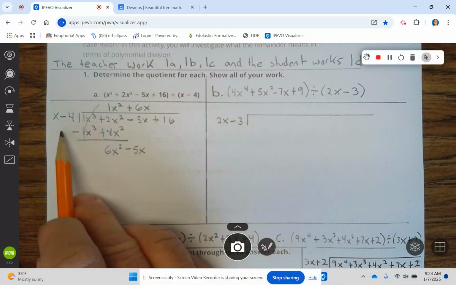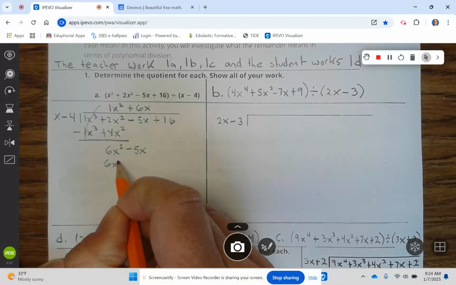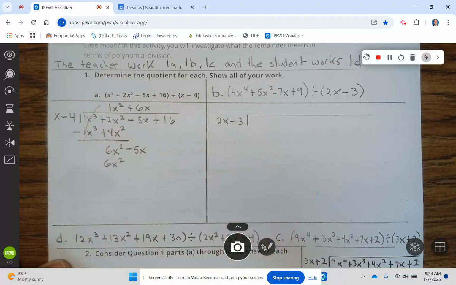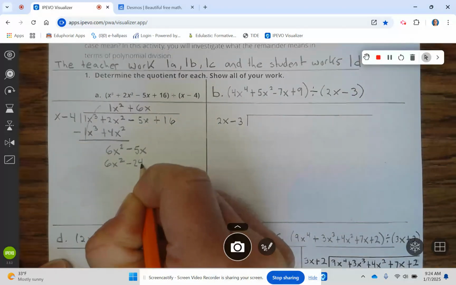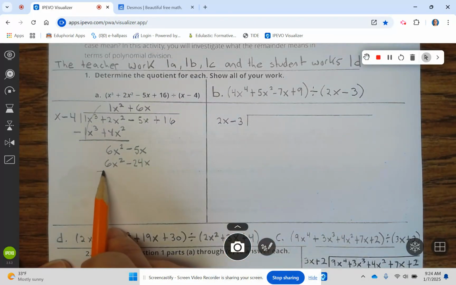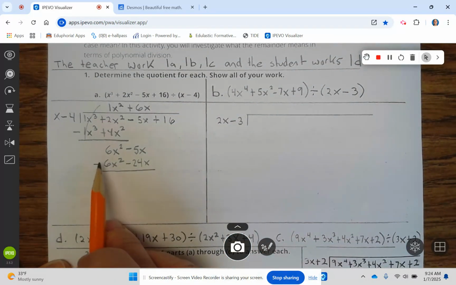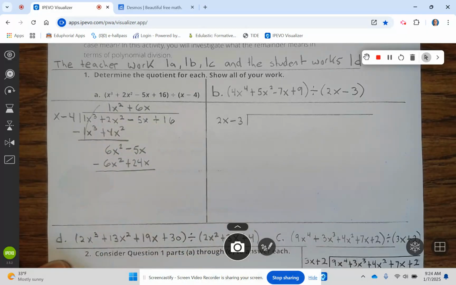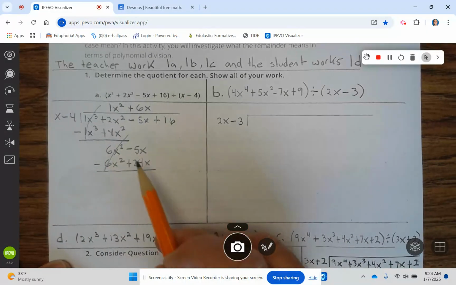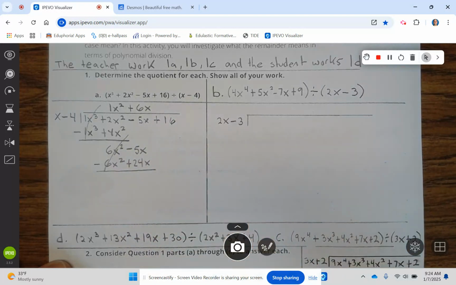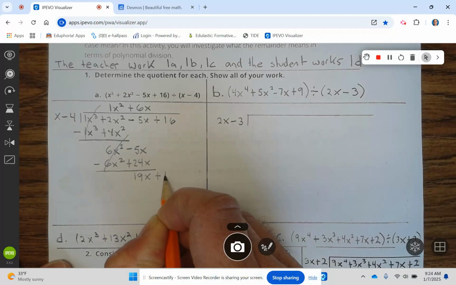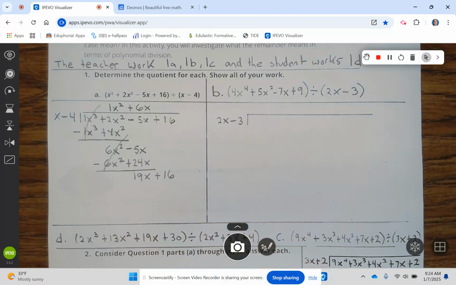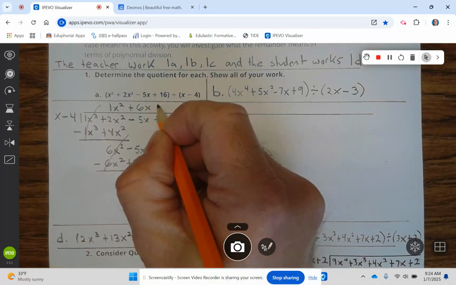And then you multiply. 6x times x is 6x squared. 6x times negative 4 is minus 24x. Subtract. When you subtract the negative, it becomes positive. This cancels. Negative 5x and 24x is 19x plus 16. Last, what do you multiply x by to give you 19x? The answer to that is plus 19.